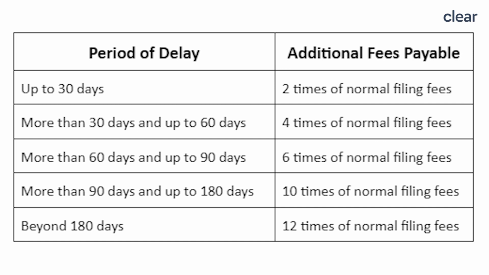For a delay of more than 60 days but less than 90 days, the additional fee is 6 times of the normal filing fee. For a delay of 90 to 180 days, the additional fee is 10 times of the normal filing fee, and for a delay beyond 180 days, the additional filing fee is 12 times of the normal filing fee. So folks, that's it for today.